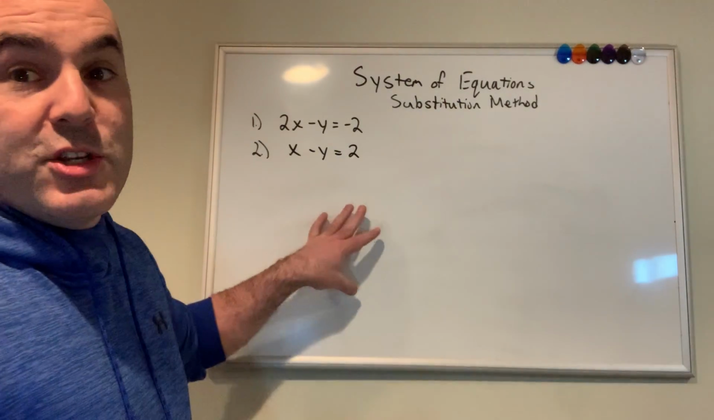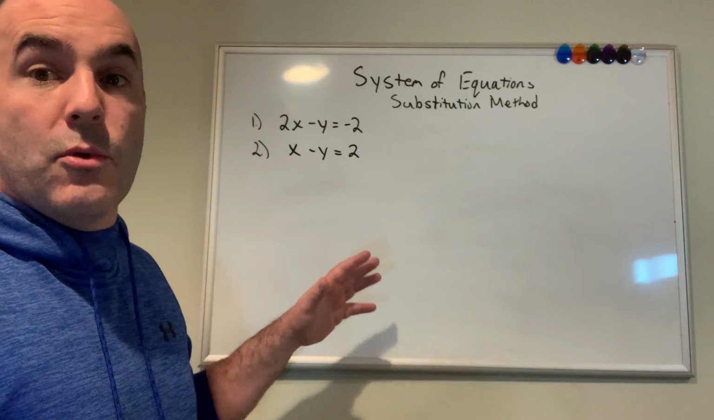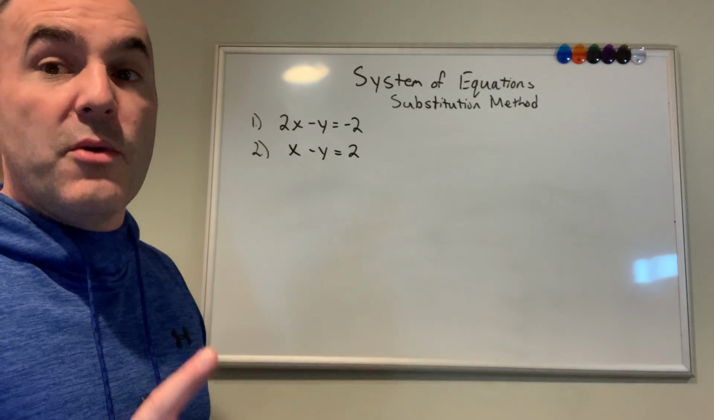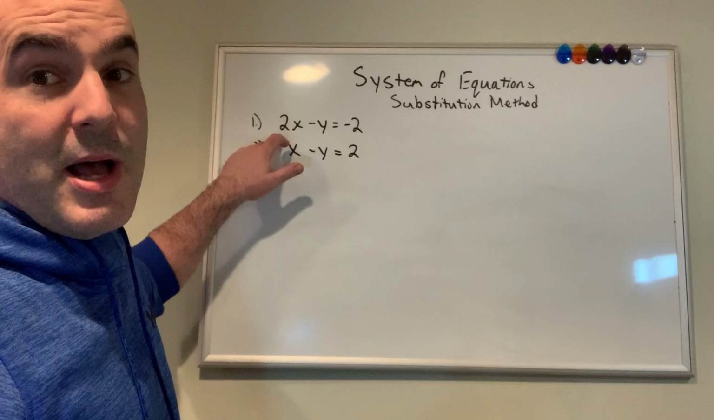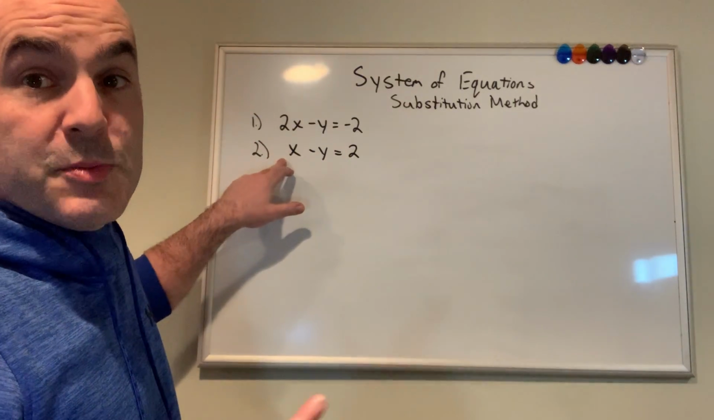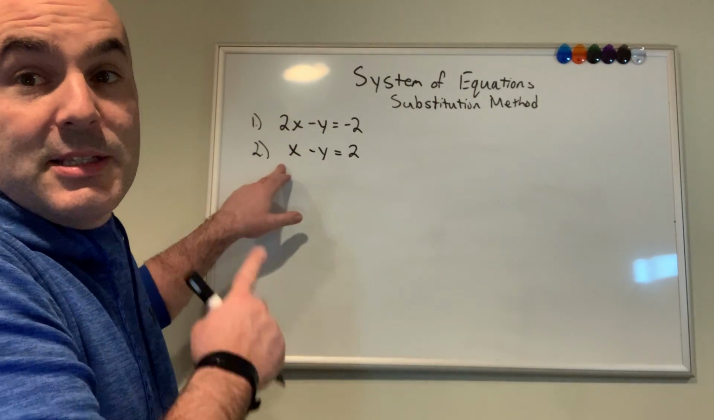Now, whenever I choose which variable I want to solve for, I'm always looking for the variable that has a coefficient of +1. So if I look at the first one, the coefficient is +2, this coefficient is -1. This coefficient is +1, this coefficient is -1, so I'm going to isolate the x.